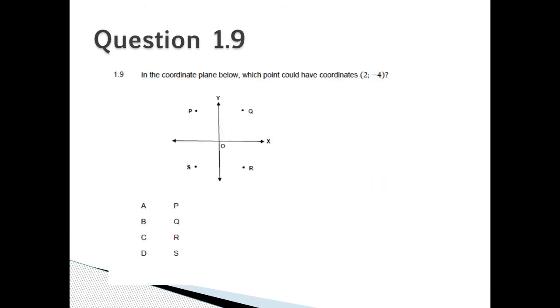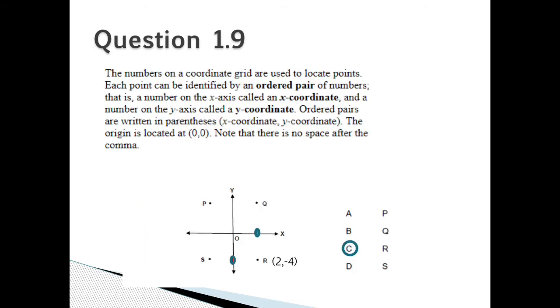Question 1.9. In the coordinate plane below, which point could have the coordinates 2 and minus 4? Is it P, Q, S, or R? The numbers on a coordinate grid are used to locate points. Each point can be identified by an ordered pair of numbers, that is, a number on the x-axis called an x-coordinate and a number on the y-axis called a y-coordinate.